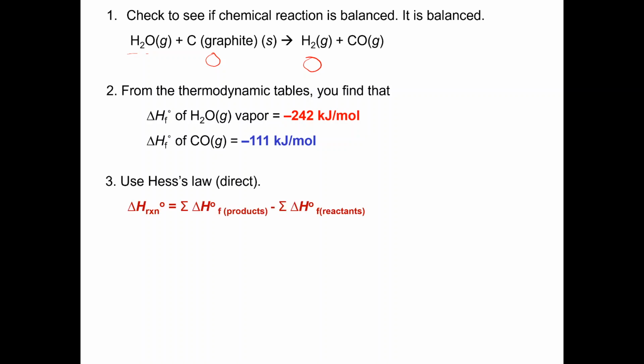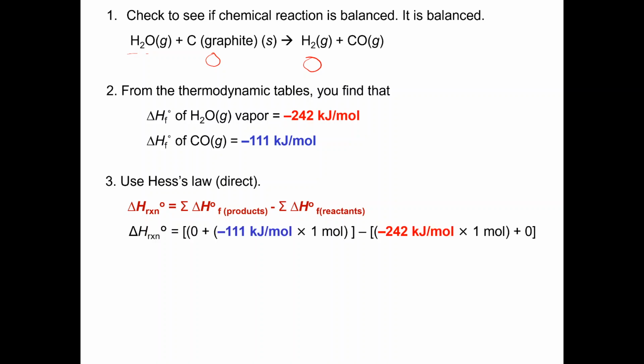Now use Hess's law. Just take the difference between those two. This is what the sigma means. On our product side, I have H2, which is 0, so this comes from H2. And then I actually have a value for CO, so this part comes from CO. Notice I say times 1 mole, because I just have 1 mole of it. If I had 2 moles of it, I would say times 2. Then on my reactant side, I had to look up the value for water, so this comes from H2O. But remember, for carbon, since it's in elemental form and it's a solid, it will just be 0.